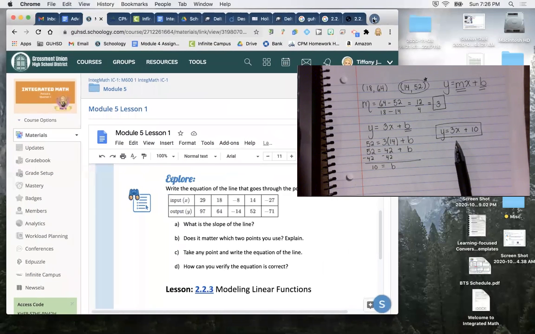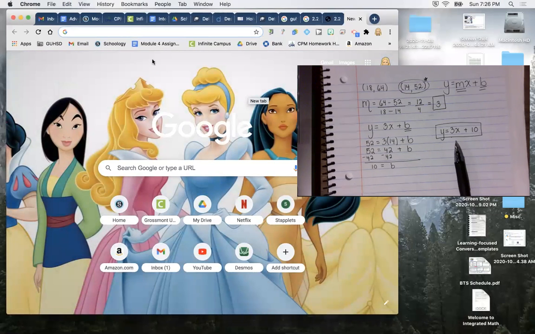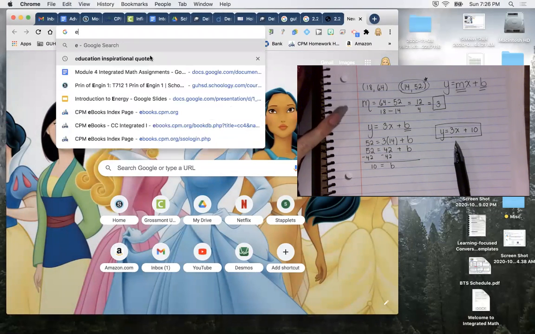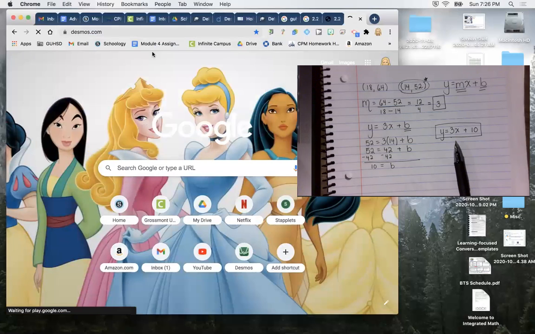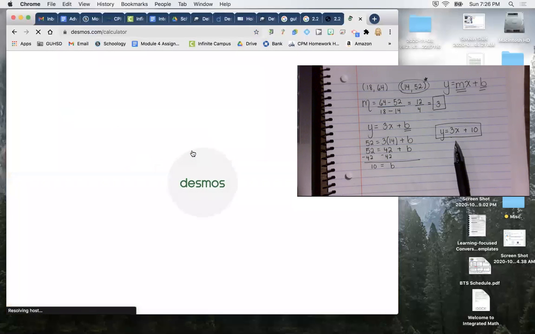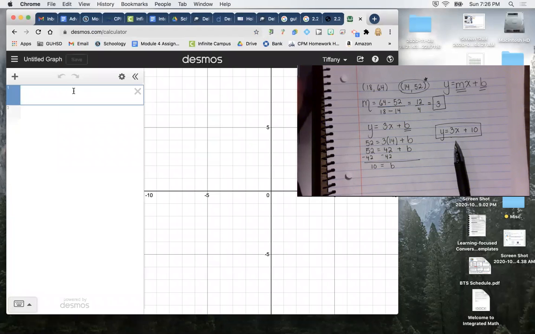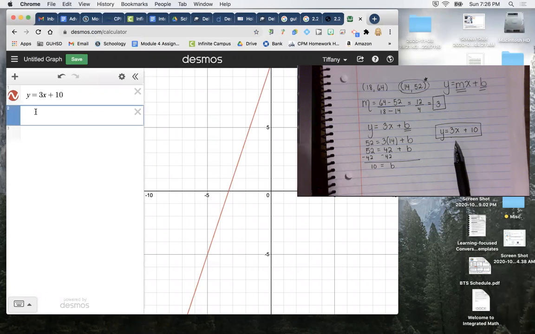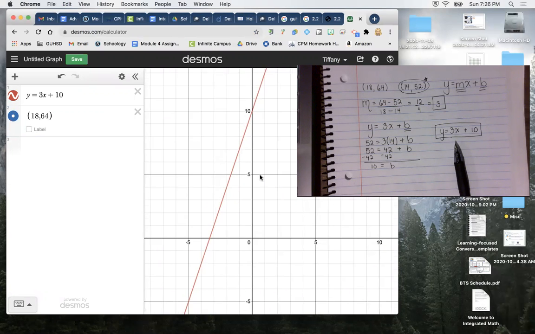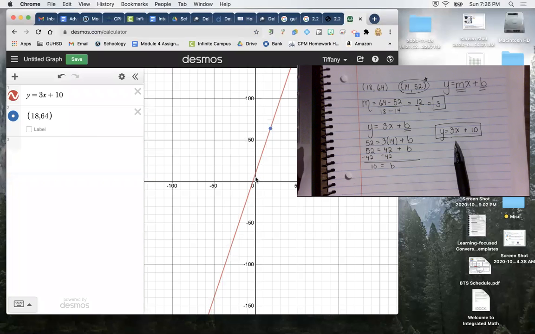You should be verifying all lines, especially on a project or a quiz. I go to Desmos.com and I go to the graphing calculator. I put in y equals the 3x plus 10 that I just got. I want to make sure some of these points are on the line, so I put in 18, comma 64. I'm going to have to zoom way out to see if it falls on the line, but look, it does, it's way up there.